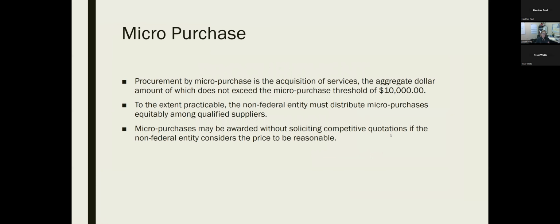But if there is something that you need to buy that is less than $10,000 and there are multiple people that you could get it from, and you have to go out more than once, please make sure that you don't go to the same person every time. They can be awarded without soliciting competitive quotations, like I said. But just, like I like to say, share the love, if you will.